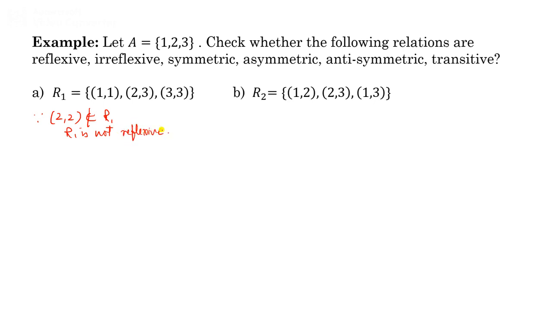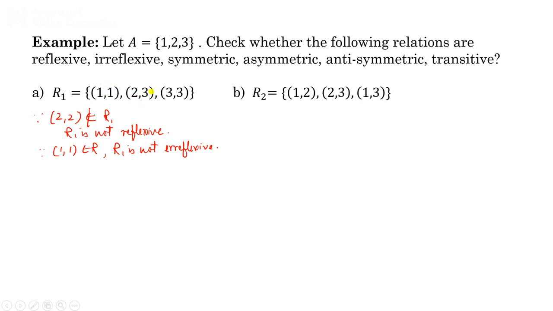R1 is not reflexive. Now look at irreflexive. Irreflexive means for each x belonging to A, (x,x) should not be there. Since (1,1) belongs to R1, and similarly (3,3) is also there, it means R1 is not irreflexive.